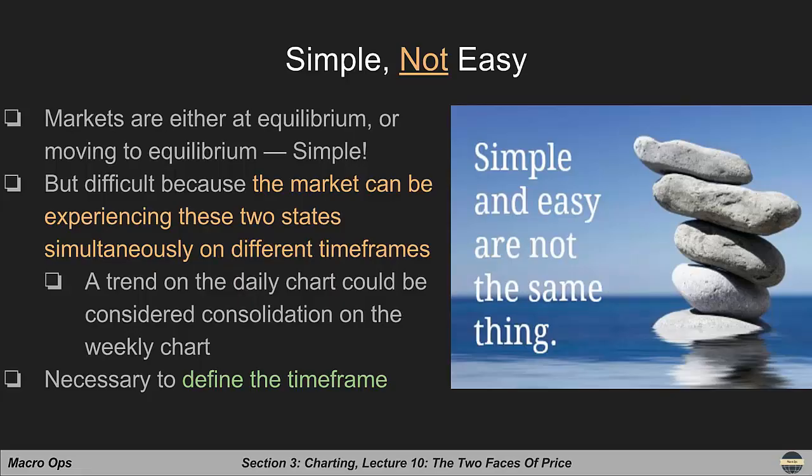For example, a trend on a daily chart could be in a move that's in the middle of a consolidation on a weekly chart. And that's why during the analysis process, we have to define the time frame. And that goes back to that multidimensional forecasting lecture we talked about, when it's important to qualify the time frame so we can also help qualify whether that time frame is consolidating or trending.